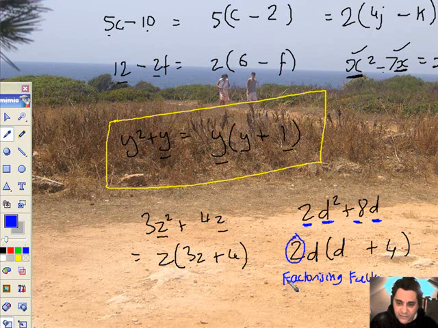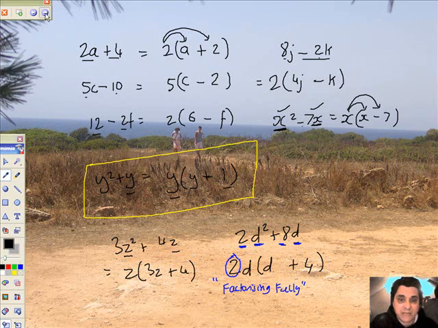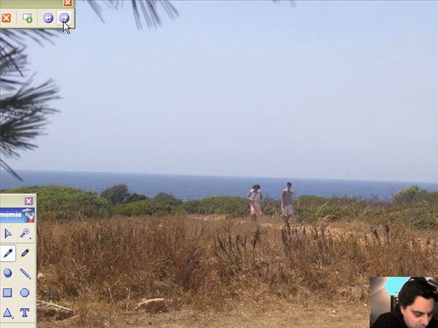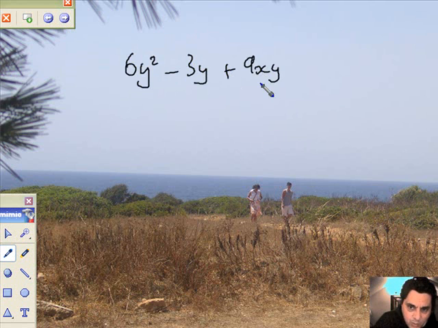Alright, so that's factorised fully, and in an exam it may say factorise this expression fully. The hint is you can take more than one thing out. Alright, what else we got here? I'll do the last one and move on to question 5 maybe. Anyway, 6y squared minus 3y plus 9xy.